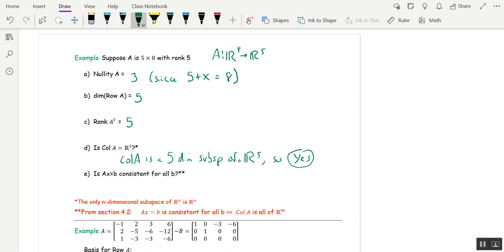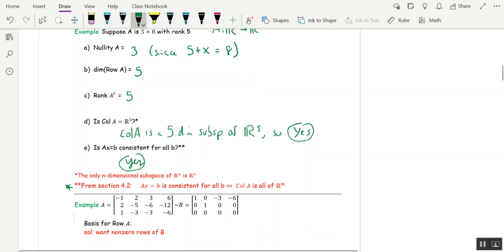Col A is all of R5. Is AX = b consistent for all b? That's yes, because of the fact that col A is all of R5. So from section 4.2, reminding you of this fact, AX = b is consistent for all b if and only if col A is all of Rm. Well, in this case, Rm is R5. We'll do more of these in a minute.